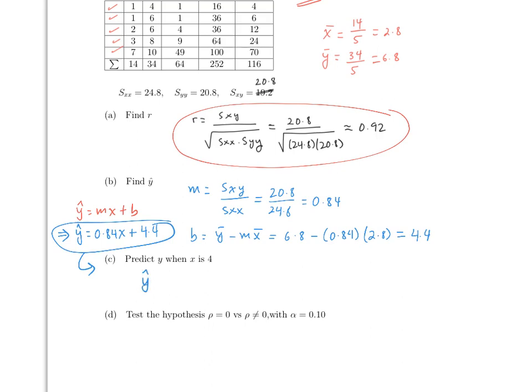So y hat, which is the same thing as the predicted y, will be 0.84 times 4 plus 4.4, and this is around 7.76.